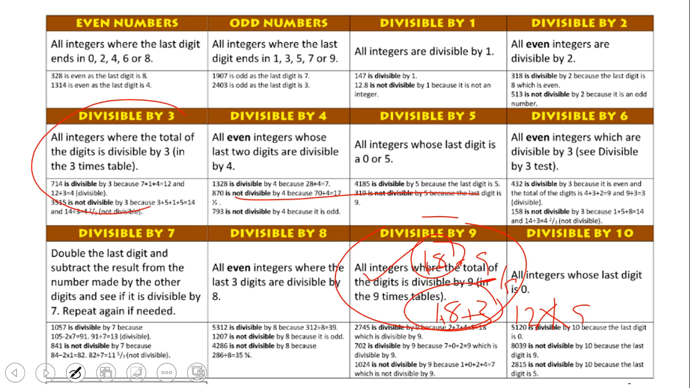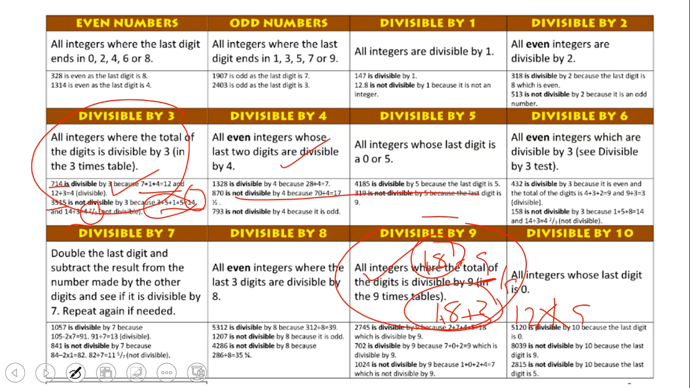If you take 3, that's also the same thing. Add up the digits and see the example they have given. 714 is divisible by 3 because 7 plus 1 plus 4 equals 12, and 12 is divisible by 3, so it is divisible. But if you take 3515 and add, it's coming 14. Okay, so 14 divided by 3 is not coming a proper number, it is coming a fraction, so 3515 is not divisible by 3 by just looking at the number, you got it.